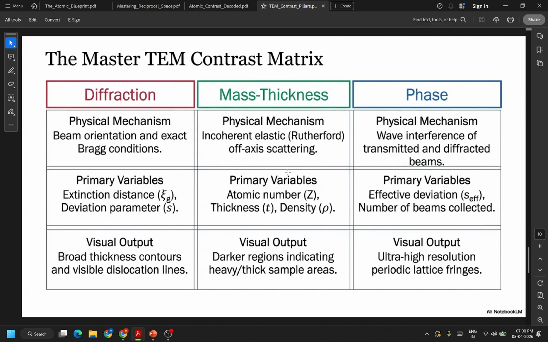In diffraction, you see broad thickness contours and visible dislocation lines. In mass thickness, you see darker regions indicating heavy or thick sample areas. Whereas in phase, you get ultra high resolution periodic lattice fringes, which correlate to your atomic planes indirectly.